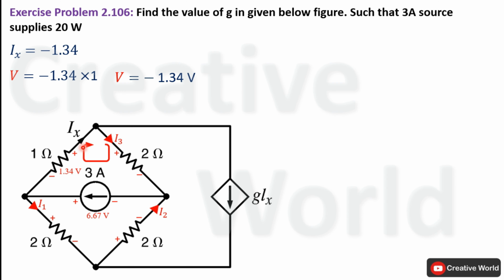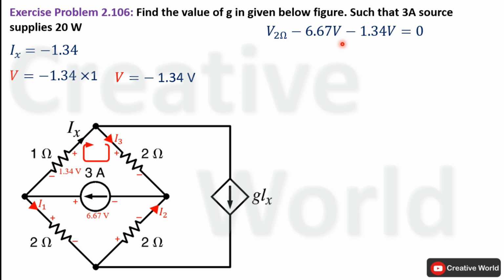Now we will apply Kirchhoff's voltage law inside this closed loop. For that purpose, we are assuming the direction of current in clockwise direction. Write KVL equation for this closed loop. Start from here. Current entering terminal is positive, so voltage across 2 ohm resistance will be taken with positive sign. Next, current entering terminal is negative, so voltage 6.67 will be taken with negative sign. Next, current entering terminal is negative, so 1.34 volt will be taken with negative sign.